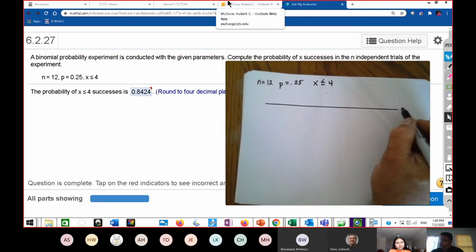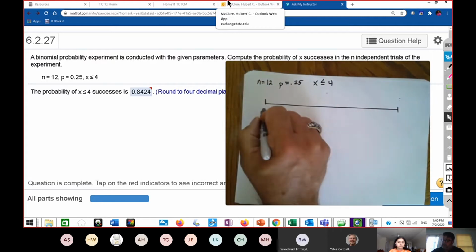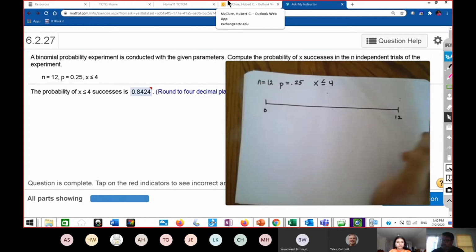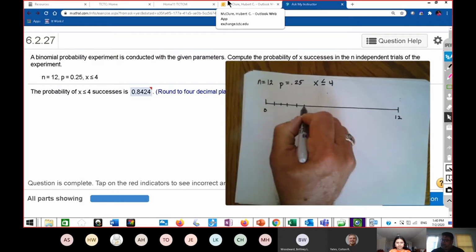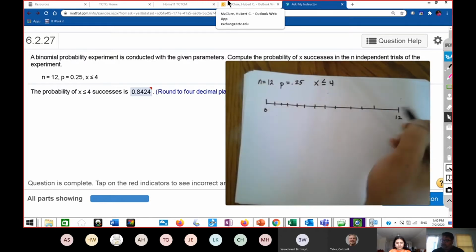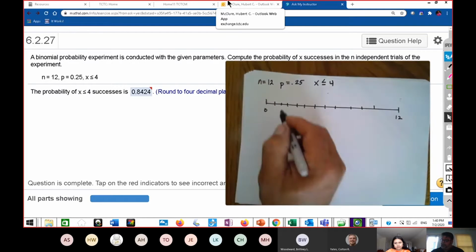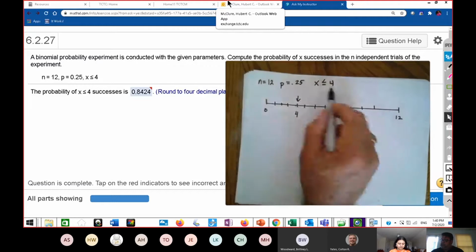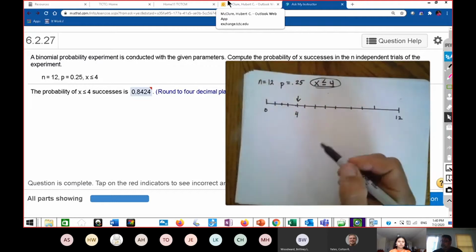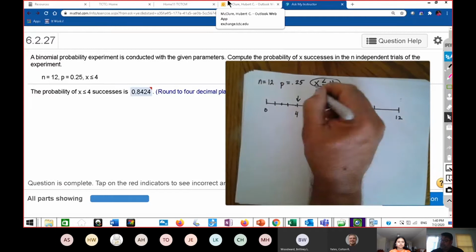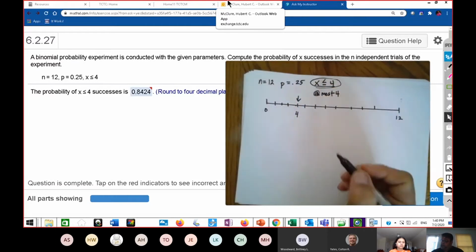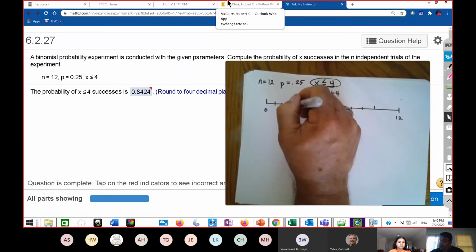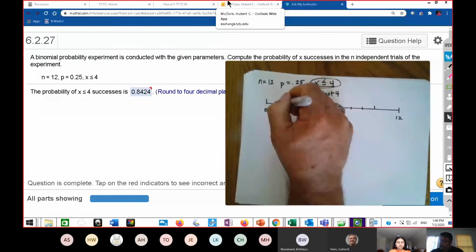So I'm going to draw me a number line, and that's going to be 0, and that's going to be 12. 1, 2, 3, 4, 5, 6, 7, 8, 9, 10, 11, 12. Okay. So 4, 1, 2, 3, 4. So what does this mean? That means that at most, this is the same thing as saying at most 4. So I need to do the probability of 4, 3, 2, 1, and 0.